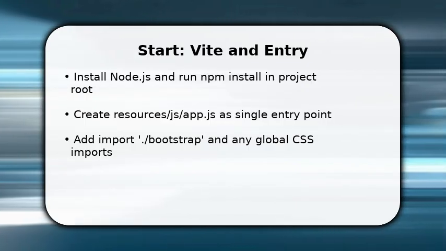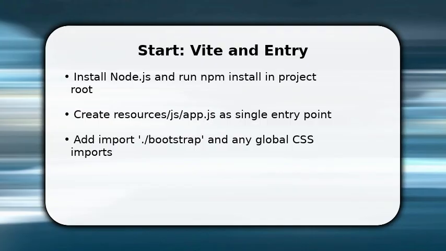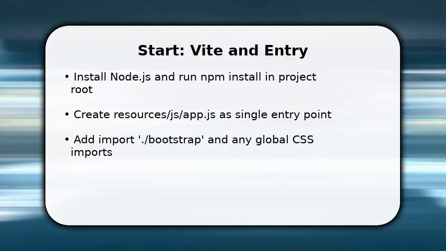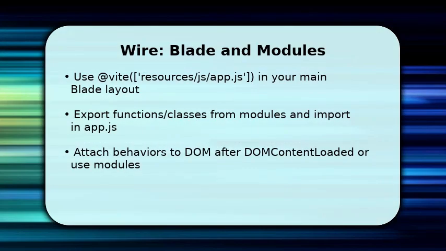Make sure vite.config.js uses the Laravel plugin and points to resources. This first step gives you predictable builds, hot module replacement, and deterministic asset names, so you can reference them cleanly from Blade. Next, wire the bundle into Blade with @vite, resources/js/app.js placed in your main layout.